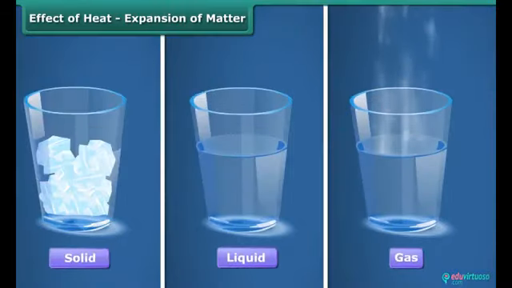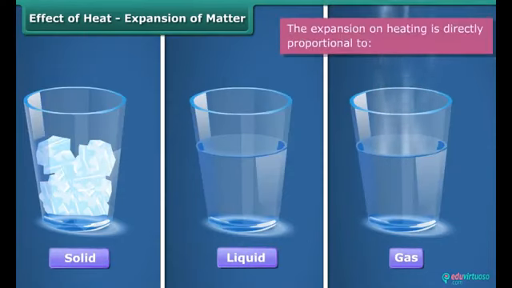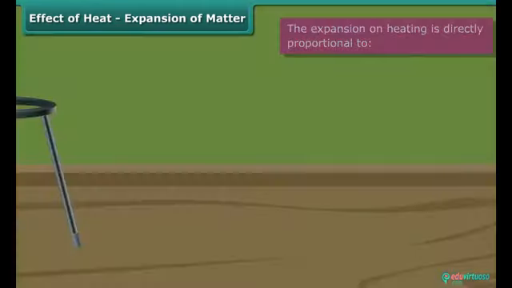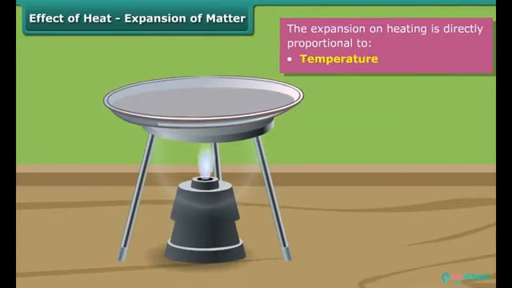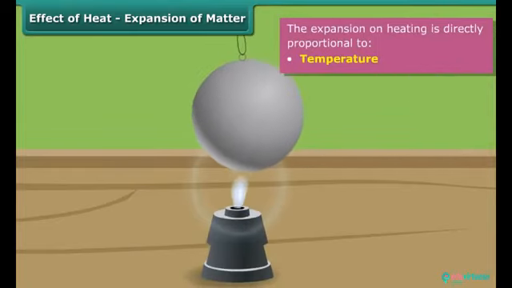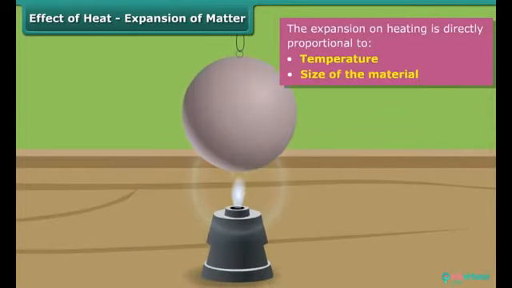Matter exists as solid, liquid, and gas. All the three states of matter expand on heating. The expansion of matter depends on the temperature through which it is heated. In this case, when we heat this plate, the higher the temperature, the more is the expansion. Expansion of matter also depends on the size of the material being heated. The longer the plate or bigger the bowl, the more is the expansion for the same rise in temperature.